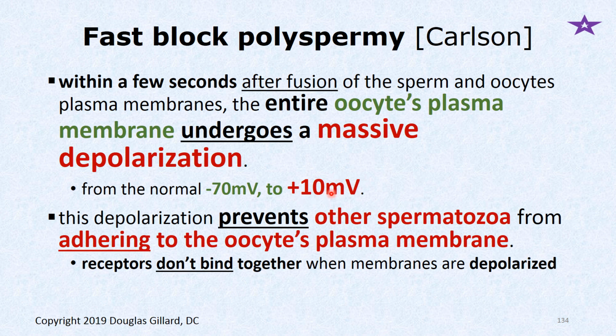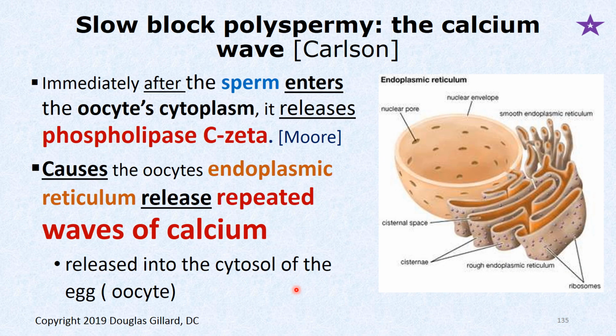So that's called fast block polyspermy, and that occurs when the winner, the champion sperm, binds to the oocyte's plasma membrane. It prevents other spermatozoa from coming in. Right? Then we have slow block polyspermy. Slow block polyspermy occurs via calcium as the star of the show here.